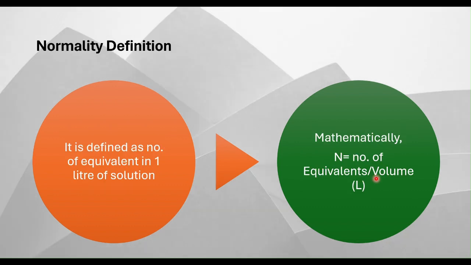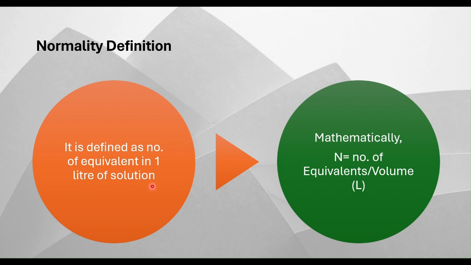Normality is quite similar to molarity, but it is not related to number of moles, it is related to number of equivalents, and equivalence has a different meaning. We will discuss it in the next slide. But mathematically, it is defined in a very similar fashion: number of equivalents over volume in liter. So normality is defined as the number of equivalents in 1 liter of solution.